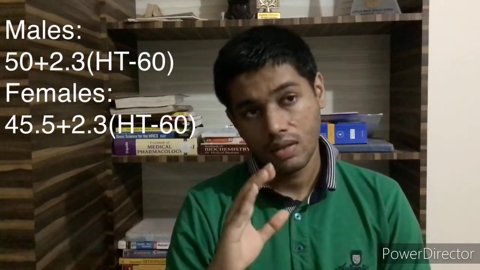Okay, we talk about this concept of predicted body weight. This is not the actual weight of the patient, but the predicted body weight. There's a formula for it. For males, it is 50 plus 2.3 times the height in inches minus 60. Whereas for females, it is 45.5 plus 2.3 times the height in inches minus 60. This is how you come to the tidal volume.